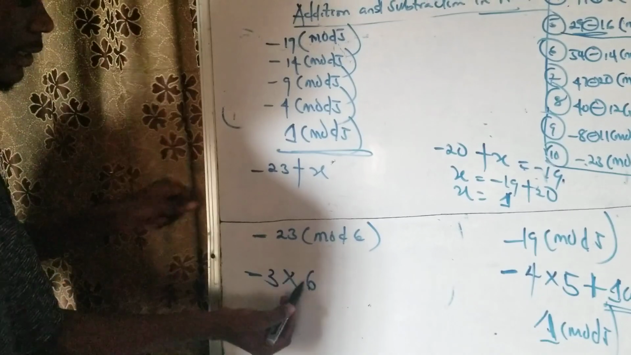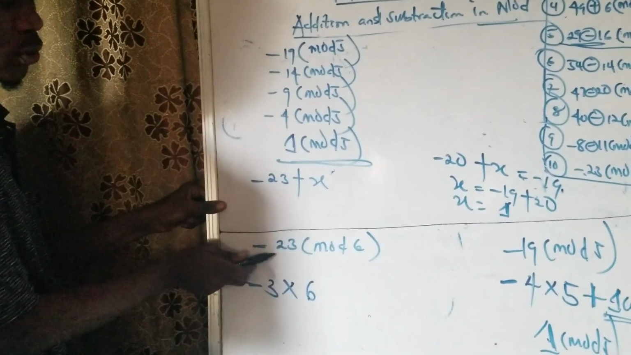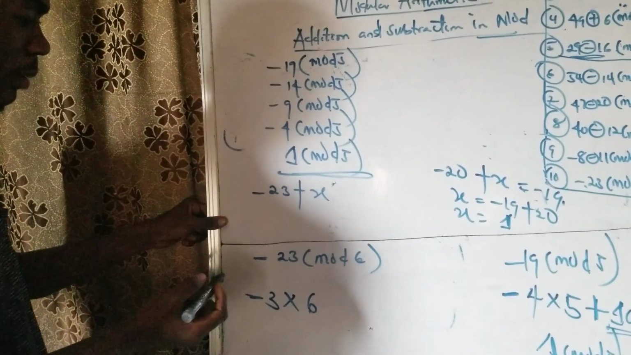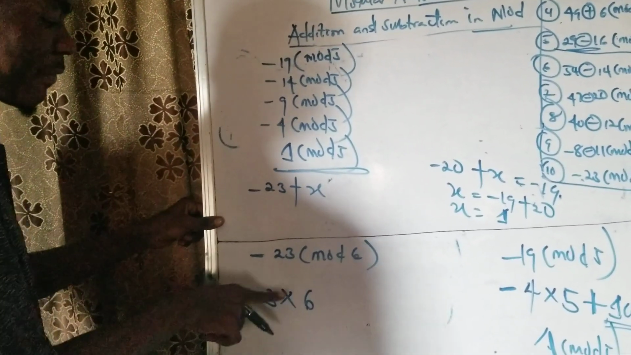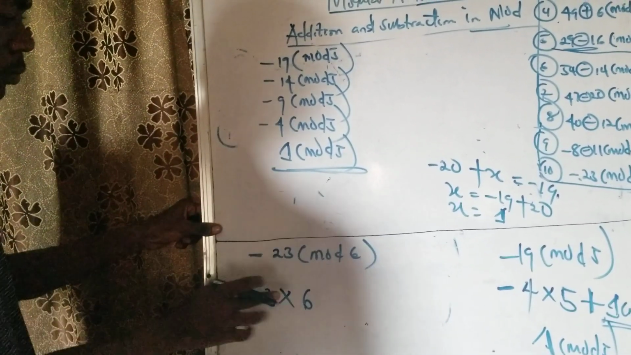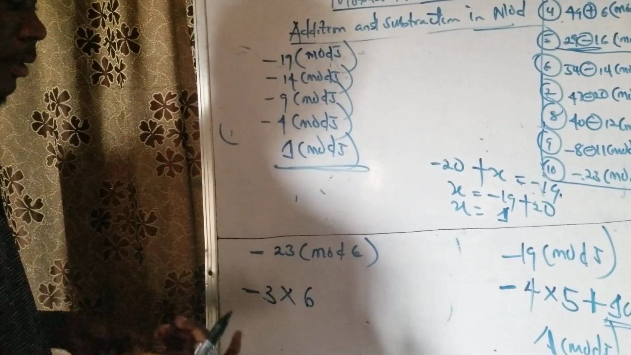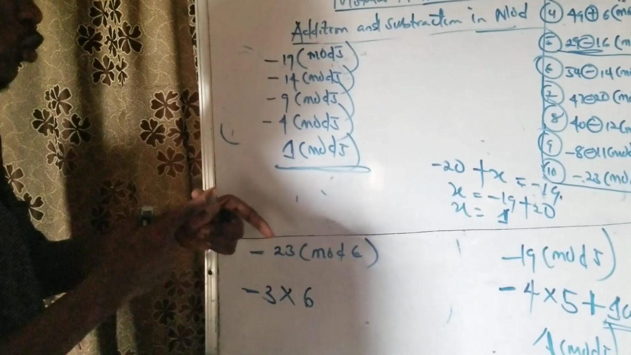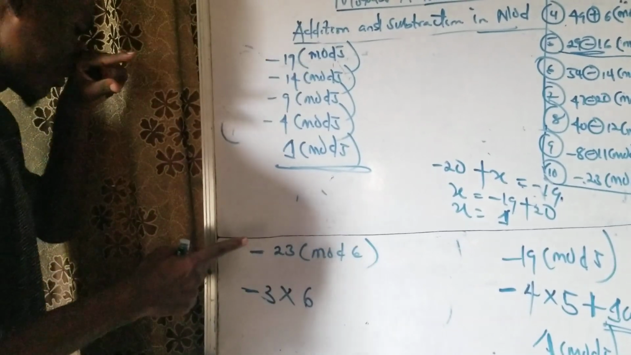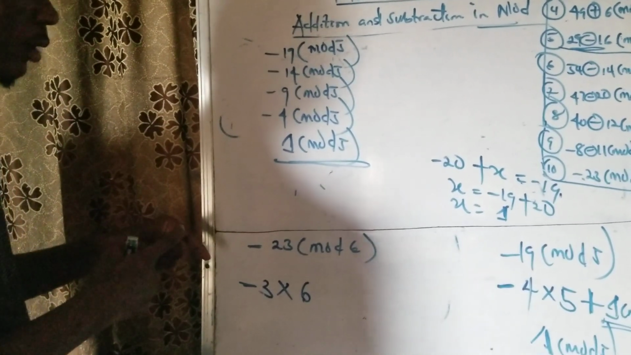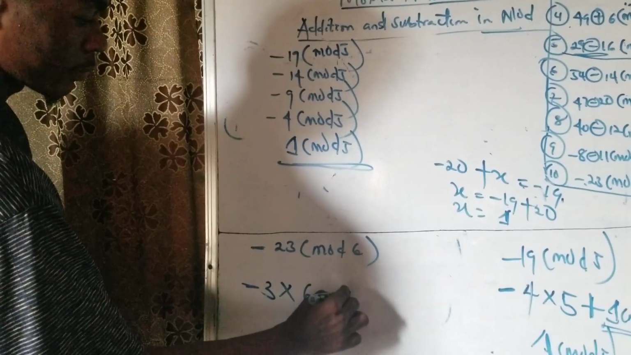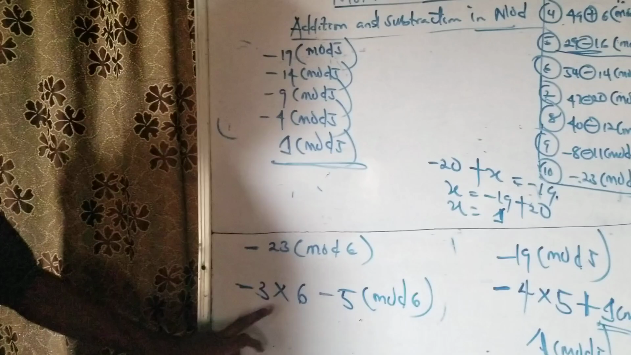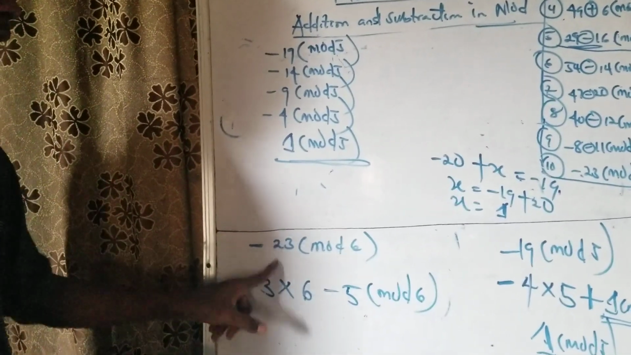So how many more did I have to get to minus 23? So what do you think we are going to do in this particular place? It will be having a remainder of what? That is minus 3 times 6, that's minus 18. Minus 18, minus 19, minus 20, minus 21, minus 22, minus 23. Did we get that? So what does it mean? It will be having a remainder of minus 5 mod 6. So that is minus 3 times 6, that's minus 18. Minus 18 minus 5 will give minus 23.